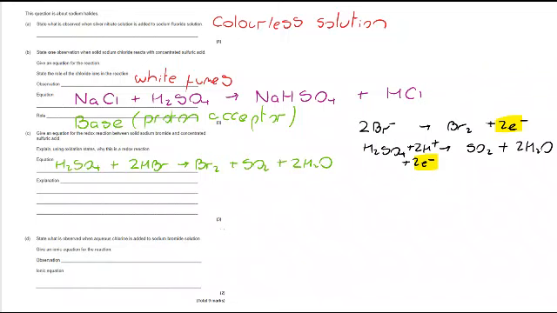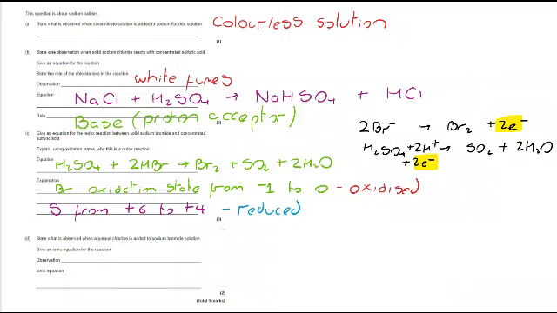Now from there we need an explanation that this is redox, and it does say really carefully using oxidation states. So we are going to look at more than one species, because I can see that the bromine oxidation state has gone from -1 to 0. It's been oxidized, but that doesn't tell us it's redox. We also need to say that sulfur has gone from +6 to +4, and that is reduction. It's only when we can prove reduction and oxidation that we can show that this is redox.